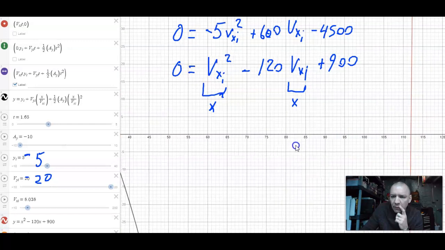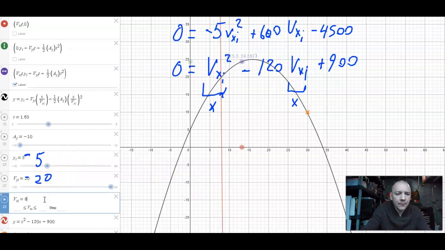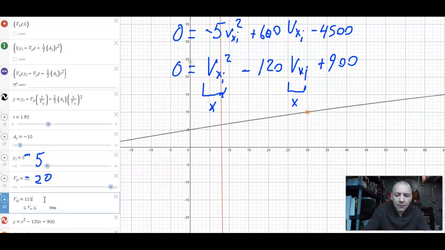Oh, it's off the screen. The other solution here at 111.962. Let's put that in and see if that works. 111.962. Well, that looks pretty much right on here too. We can try to get our time here until it comes right in here.